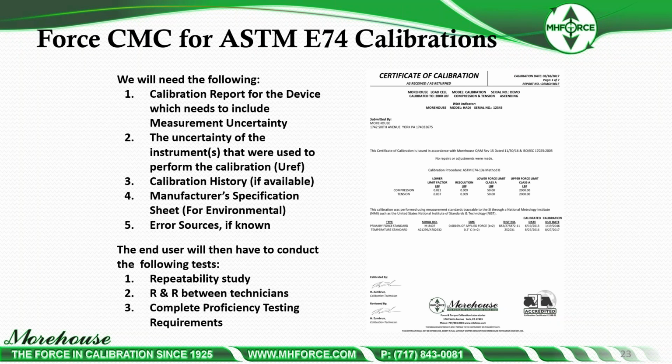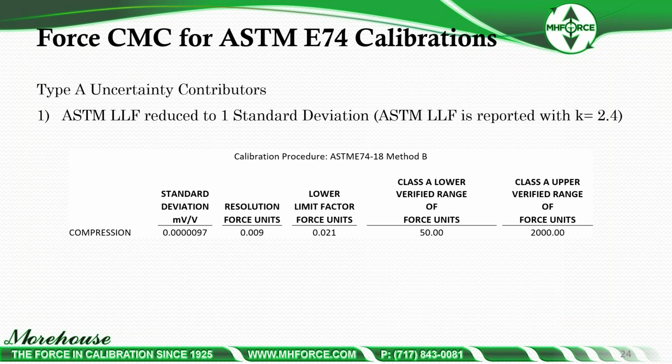And then the end user, you get all that stuff back, and then as the end user, you're going to have to conduct the following tests: a repeatability study and R&R between technicians. And then most ABs are going to say, hey, where are your proficiency testing requirements? So you're going to eventually need to complete those, and that sheet has the EN ratio that can be used.